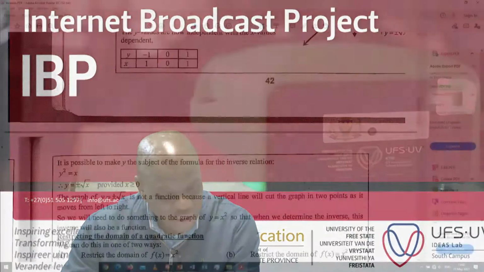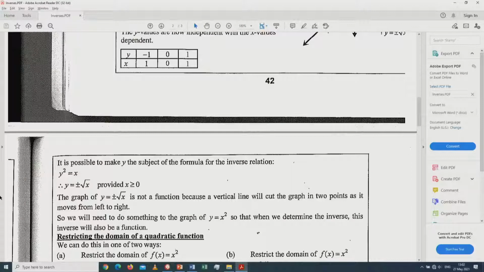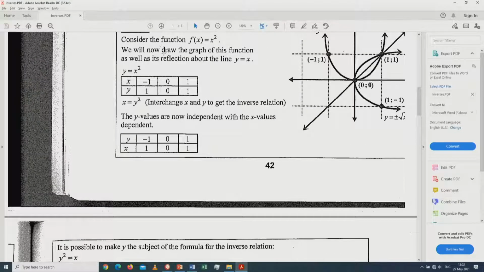The graph of y equals the square root of x is not a function, just like the graph, remember, when I go back to the graph, this is the graph. It is not a function. How do you test whether a graph is a function or not? The most common method is what we call the vertical line test. Draw a vertical line. If the vertical line cuts the graph twice or more than once, then the graph is not a function. But if it cuts it once, then it is a function. A vertical line test is a method that we use to establish whether a graph that is drawn is a function or not.